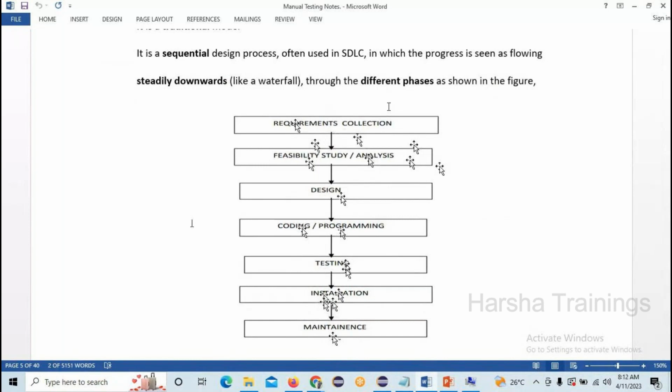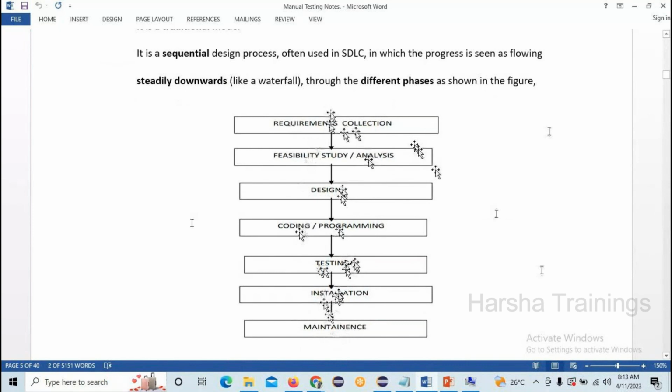So if you are doing the feasibility study, you are done with the requirement analysis. If you are doing the design, you are done with the feasibility analysis. If you are doing the coding, you are done with the design. But the main disadvantage here is, for example, now you are doing the coding, and as per the customer requirement, they changed their design. Will it be possible to change it back again, as it is steadily downwards from top to bottom?